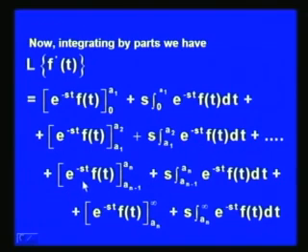The nth integral gives e to the power minus s t f t from n minus 1 to n plus s times integral over n minus 1 to n e to the power minus s t f t dt, and the last integral gives, on integration by parts, e to the power minus s t f t from n to infinity, plus s times integral over n to infinity e to the power minus s t f t dt.